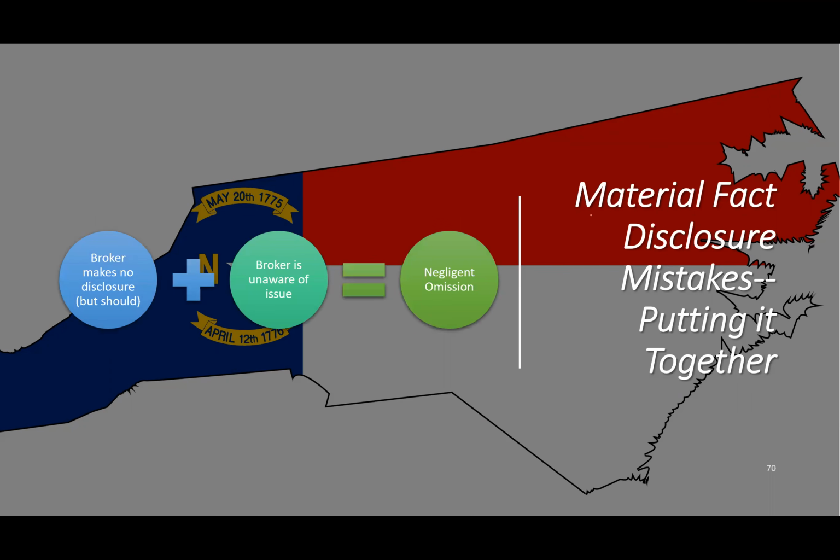Look at this one. Broker does not make a disclosure. That's an omission. Okay. And then the broker is unaware that they made a mistake at all. That's negligent. So put them together, that is the negligent omission. So that's the way you break those apart if you ever see them on a test, right? Saying something wrong, misrepresentation.